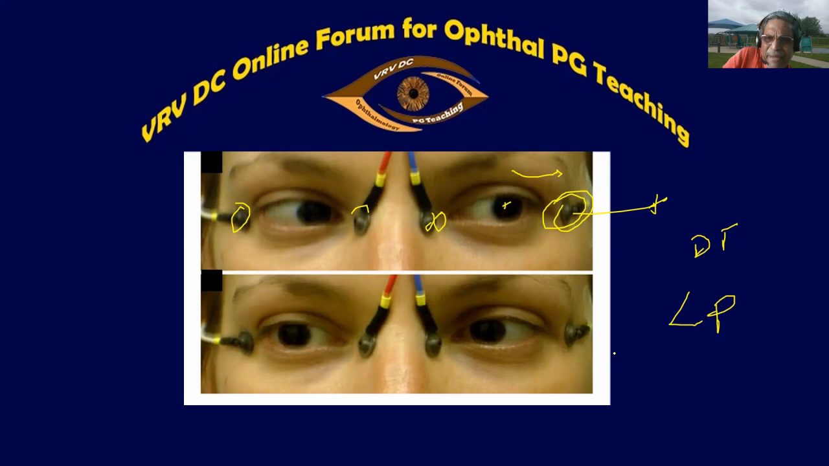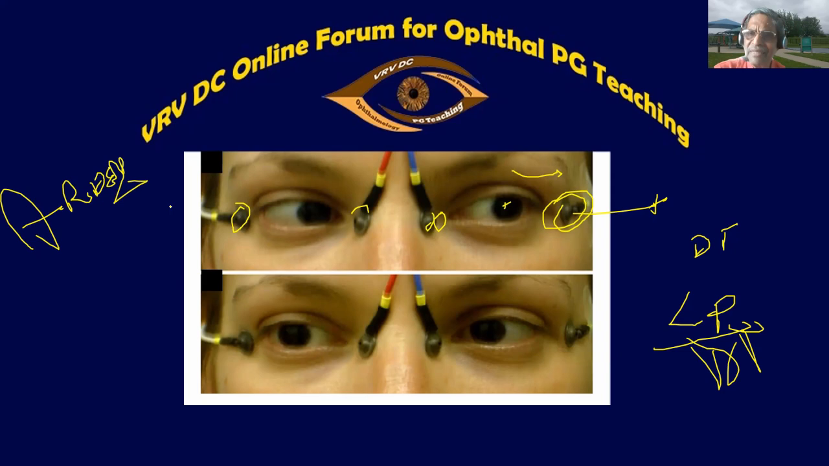You divide the light peak by the dark trough. It's a ratio. Light peak, so many values; dark trough, so many values. Divide them, and you get the light peak by dark trough ratio. This is called the Arden ratio. What is the Arden ratio? It is the ratio between the light peak and the dark trough recorded in EOG.